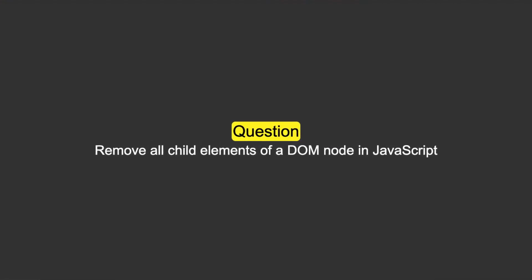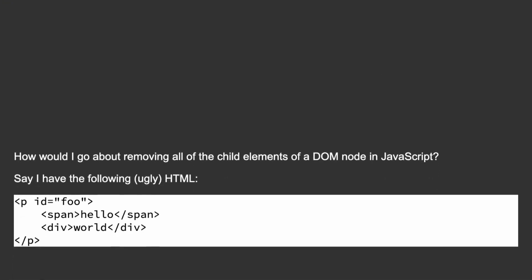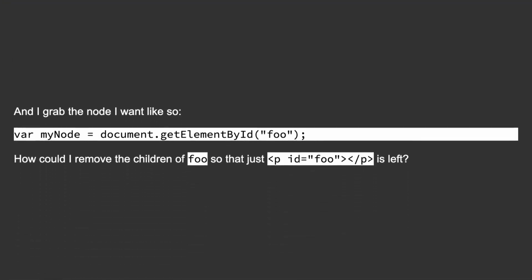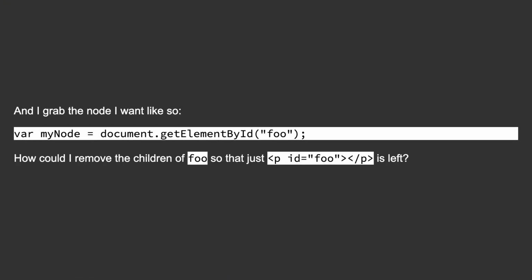Remove all child elements of a DOM node in JavaScript. How would I go about removing all of the child elements of a DOM node in JavaScript? Say I have the following ugly HTML, and I grab the node I want like so: var myNode = document.getElementById('foo'). How could I remove the children of foo so that just the paragraph with id equals foo is left?